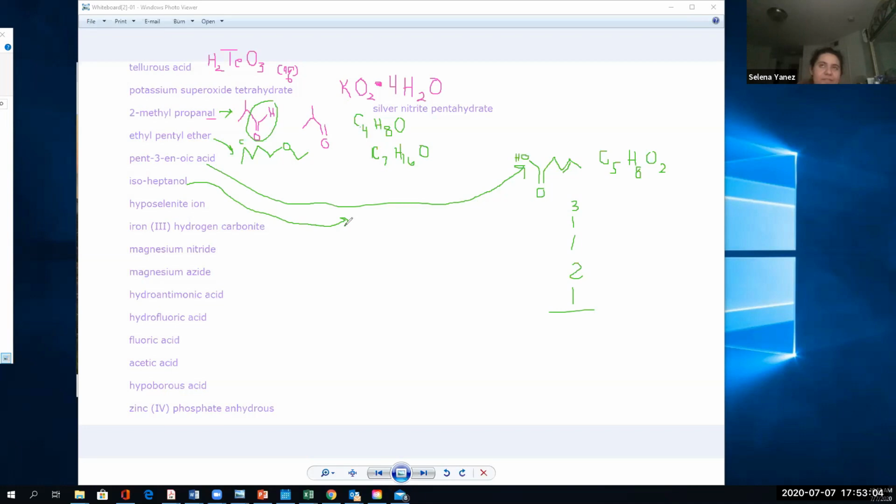Would that have 7 carbon chains? 7 carbon chains. So that's 1, 2, 3, 4, 5, 6, 7. Right. And then the OH in the center would be right. Oh, that was so easy.